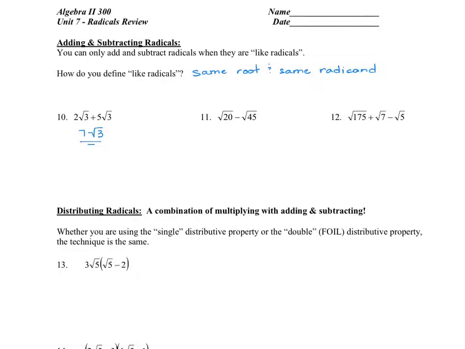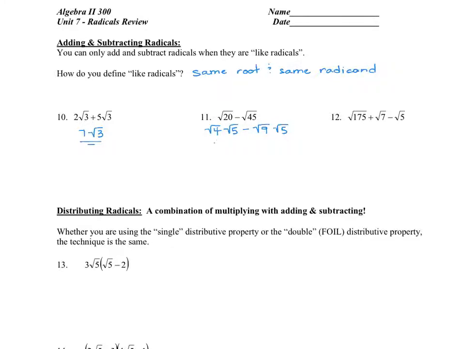In example number 11, what's under the radical is not the same. But if we look closely, we notice that each one of those radicals has perfect square factors. So we'll simplify first and then see if we have like radicals that we can add or subtract. So the square root of 20 I can break down into rad 4 and rad 5. The square root of 45 I can break down into its factors of rad 9 and rad 5.